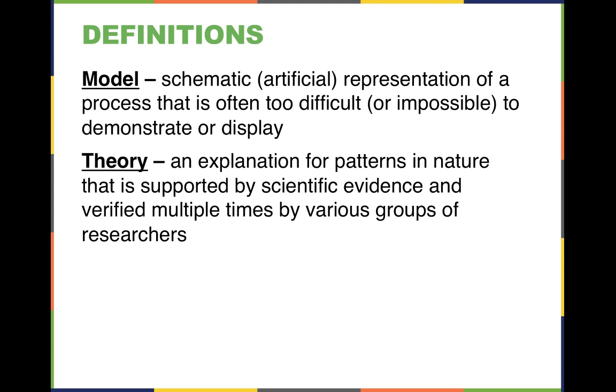Now, this is in distinction to a theory. In a theory, we put together the information that we know based on observation and experimentation, and we put together an explanation for the patterns in nature that we see that are supported by the scientific evidence. For a theory to be accepted in science, it's generally been verified many times by various different groups and various different research institutions. So when you say something is a theory, you're not saying that it's unstable or that it's a possibility. It's a probability.